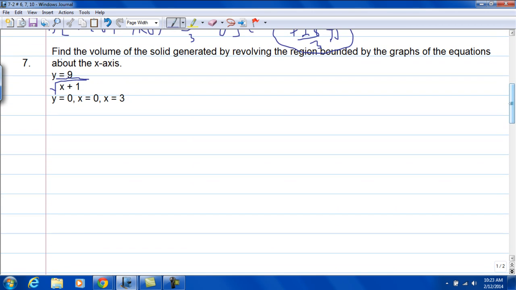Next one, find the volume of the solid generated by revolving the region bounded by the graphs of the equations about the x-axis. And we have y equals 9 over the square root of x plus 1, y equals 0. Now y equals 0 is the x-axis, x equals 0 is the y-axis, and then x equals 3.